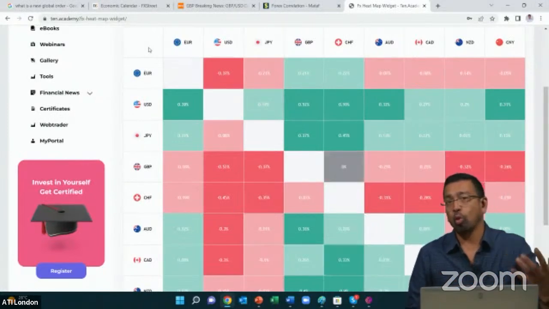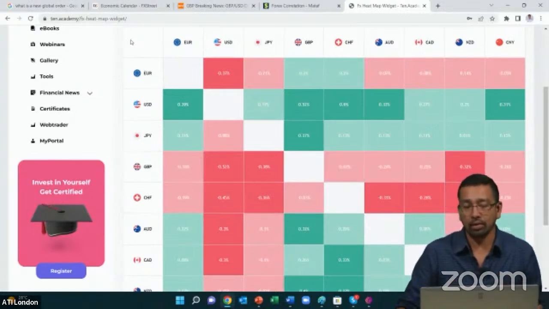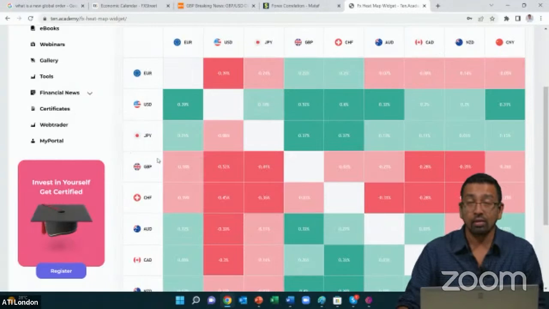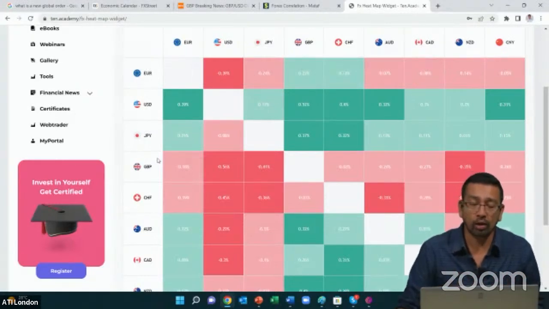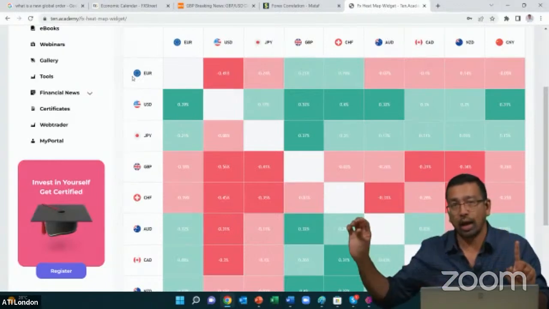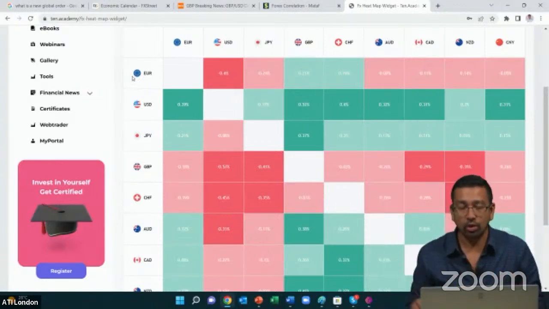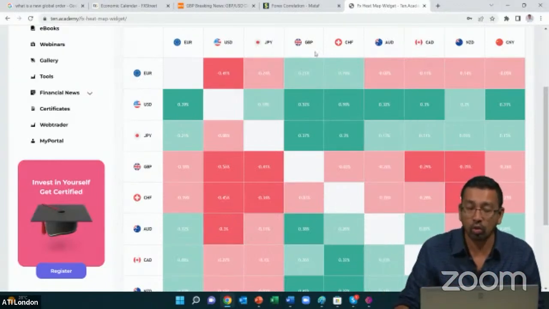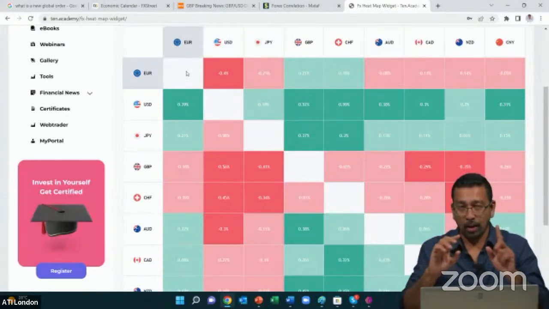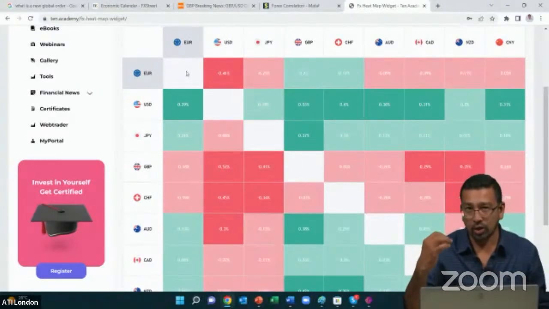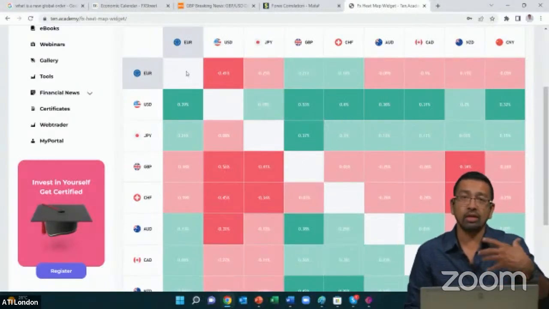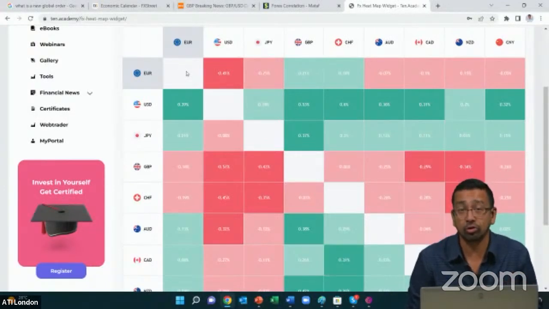So don't go onto a website with a heat map and start looking at the currencies on the top here. Look at the currency that you want. Let's say you would like to know about the euro. You start off with the euro here, and then you look at it horizontally. All right, so when you look at it horizontally, what do you see? Do you see most of the blinking squares are red or green? Green means bullishness, red means bearishness, right?